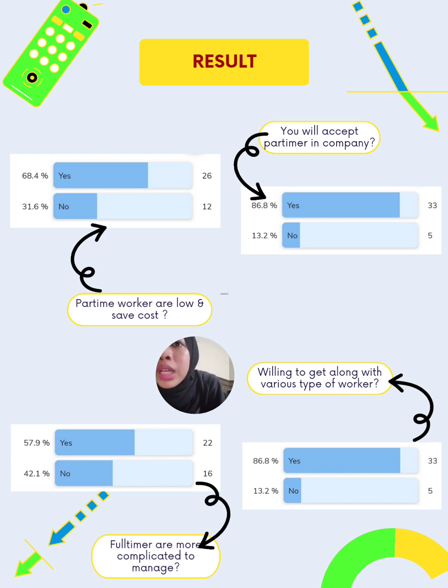Next, is it that full-time workers are mostly complicated to manage in the company? So from here also the data states that most of the respondents choose yes, which is 22 respondents, and it was 57.9%. And I think here we can sum up that most of the respondents agree that full-time workers are more complicated to manage than part-time workers.